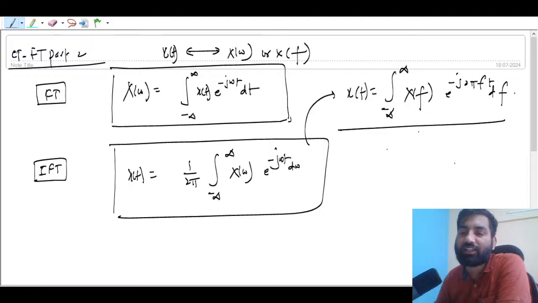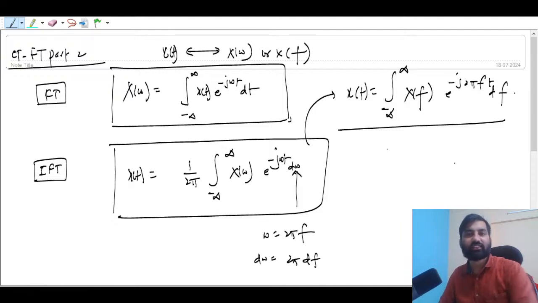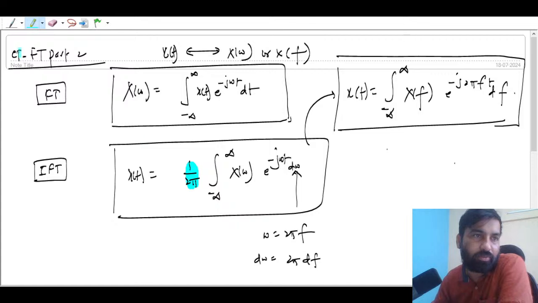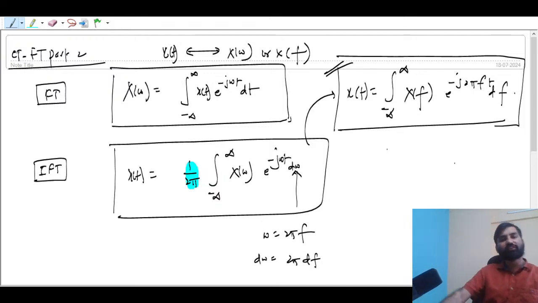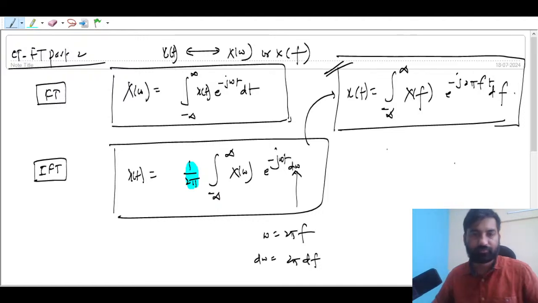So how am I converting from omega to f? You have to just replace omega equal to 2 pi f, so d omega will become 2 pi df. So this 2 pi and 2 pi get cancelled, so we don't write that. So this 1 by 2 pi will not be present when we talk about the f domain. Okay, so I think this is clear. This is nothing but a definition, guys, the Fourier transform definition. Please do remember that.